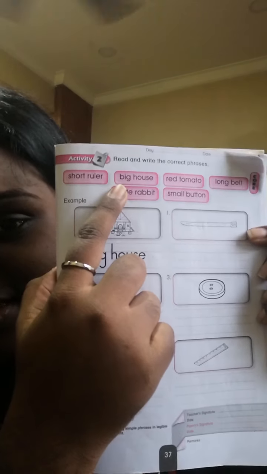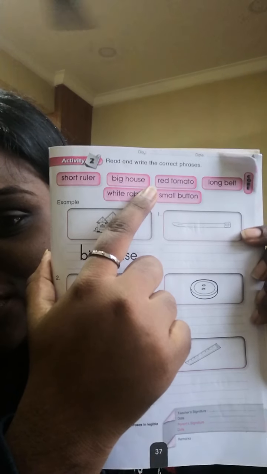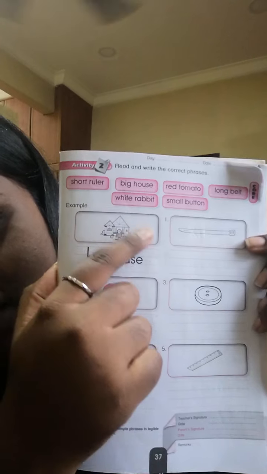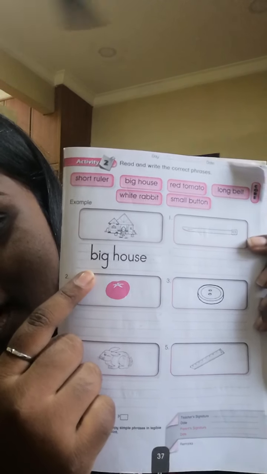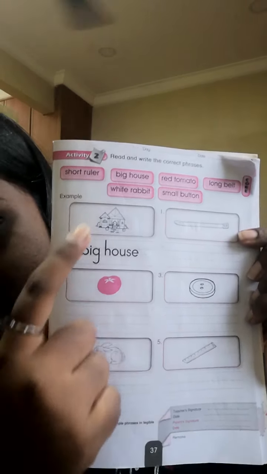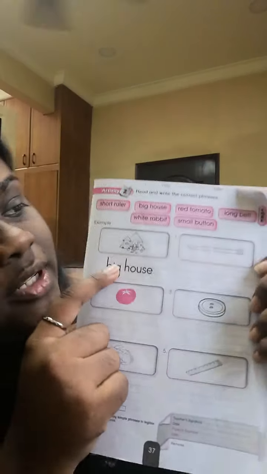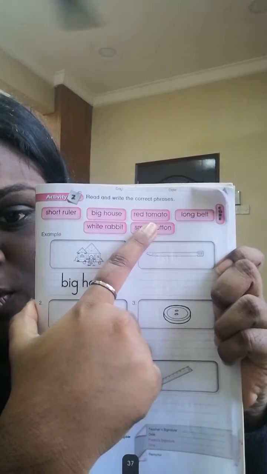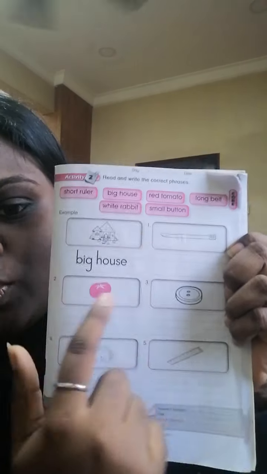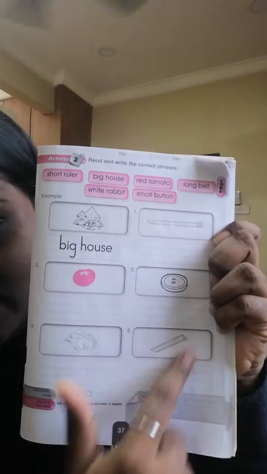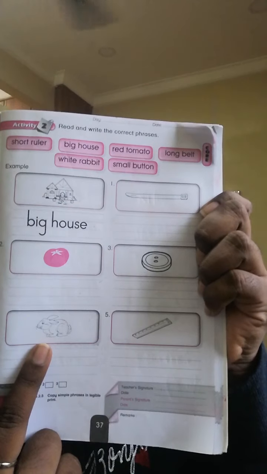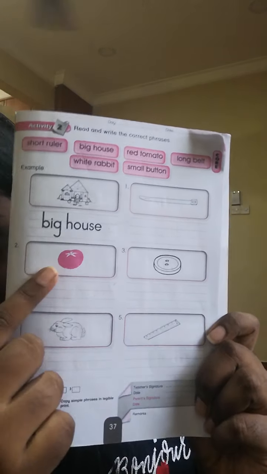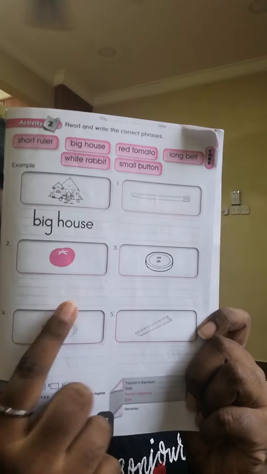Here is big house, which they've already given you. It's a picture of a house, and what word did they use to describe the house? They used the word big. So big house. They've already given you an example. The next word is red tomato. Which picture here shows you a red tomato? Is it this one? No, it's this one. This is a red tomato.